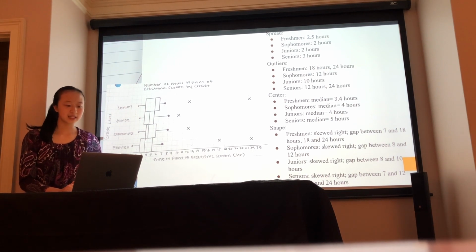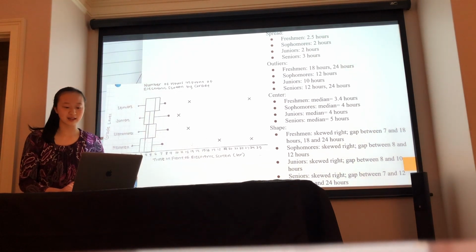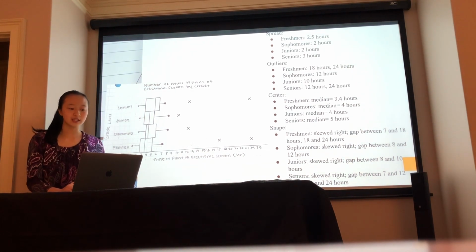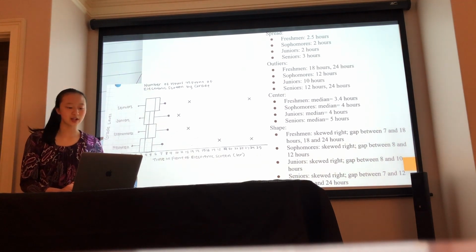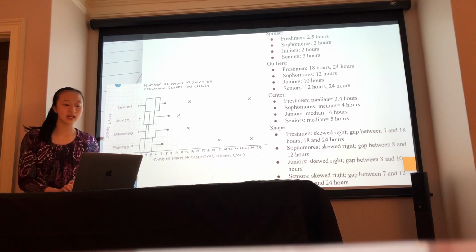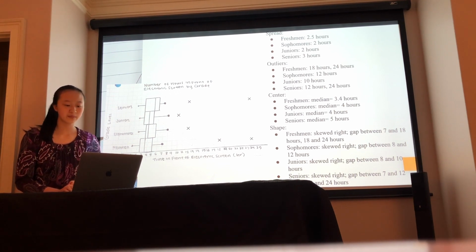The center of this data is best described by the median due to the skew of the data and the outliers. The median amount of time spent in front of a screen is 3.4 hours for freshmen, 4 hours for sophomores, 4 hours for juniors, and 5 hours for seniors. The data is overall skewed to the right, with some people spending a large amount of time relative to others in front of an electronic screen.